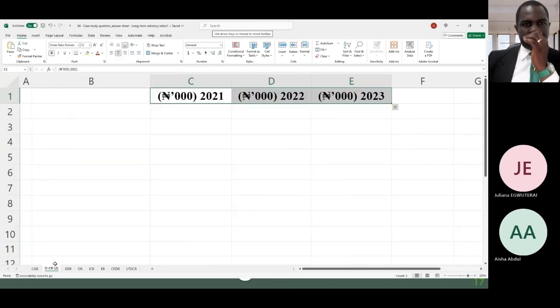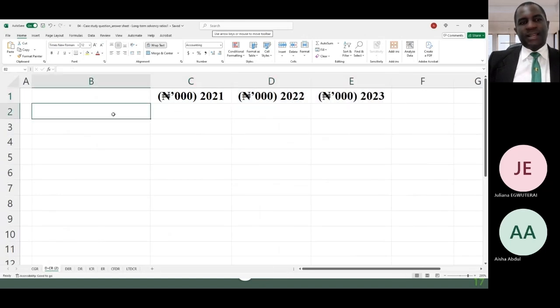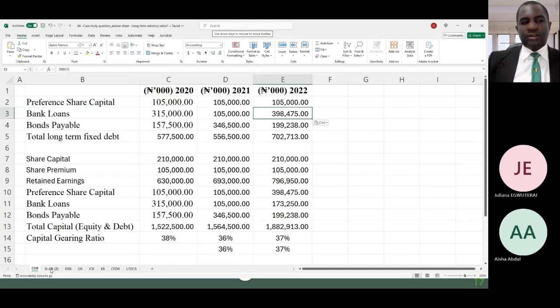Okay, so in this column, we're going to calculate debt to capital. So what do we mean by debt to capital? Just follow me closely. It's not popular, so if you see it, I don't want you to be taken aback. Don't be taken unawares by the examiner. When you see debt to capital, it sounds like gearing, but it's not gearing.